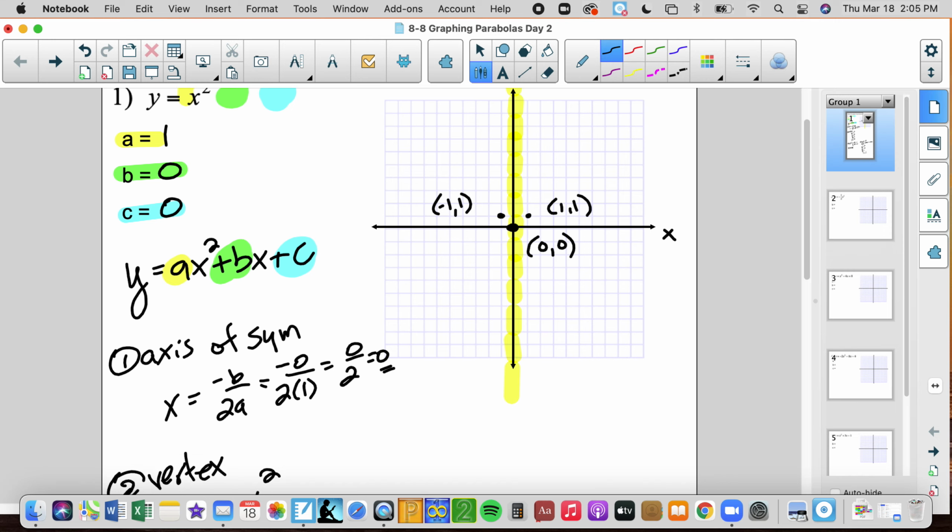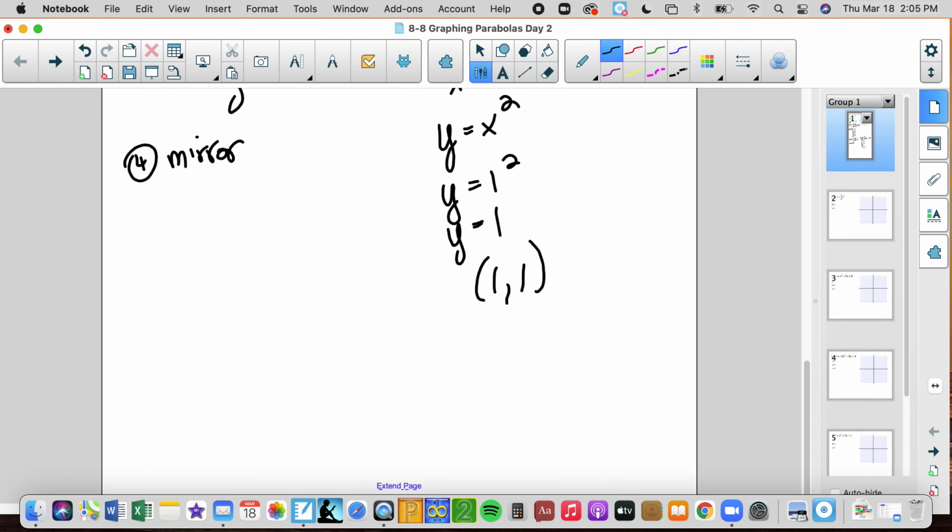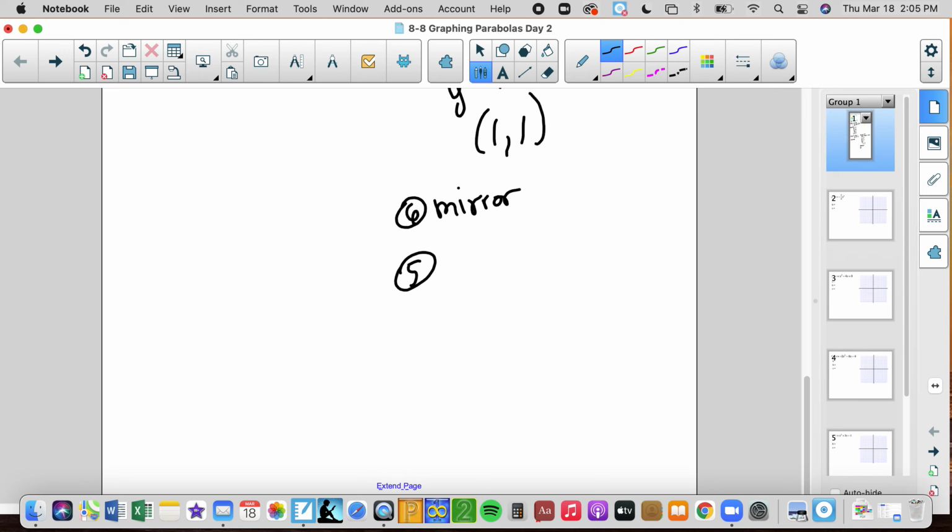Now I have 3 points, so I'm going to repeat step 5 again, because we need to find another point. This is truly our 4th point, by picking another x value. We've used 0, 1, and -1, so I'm going to pick x equals 2.